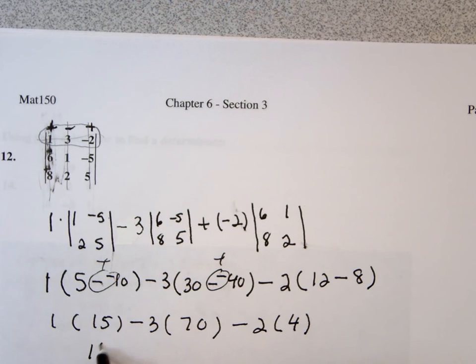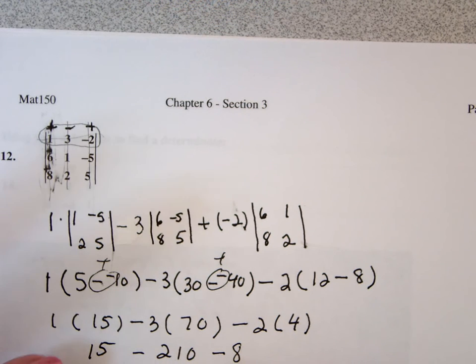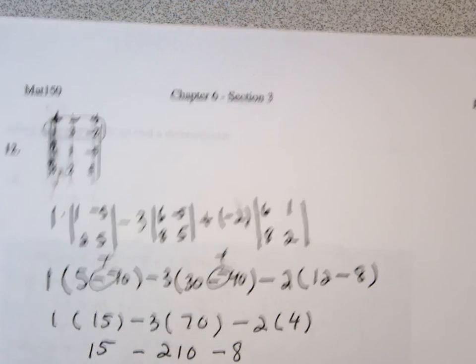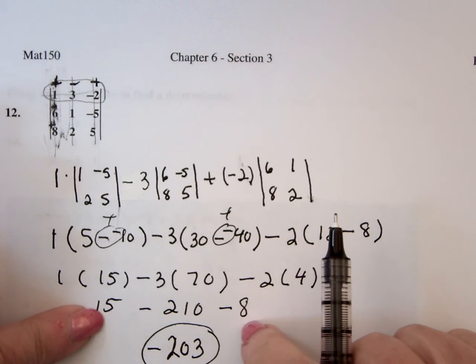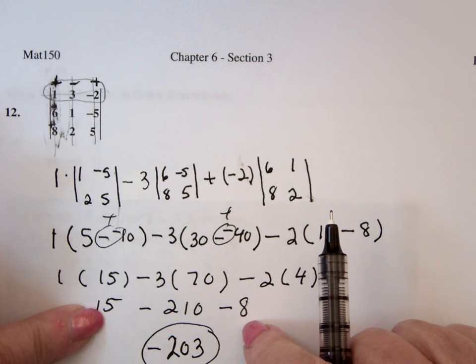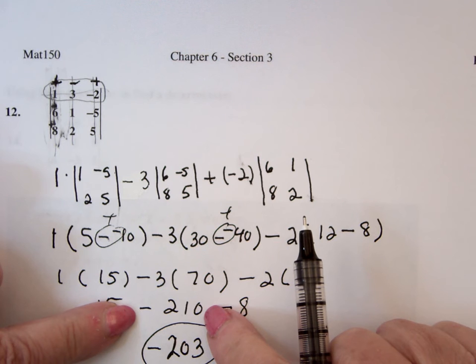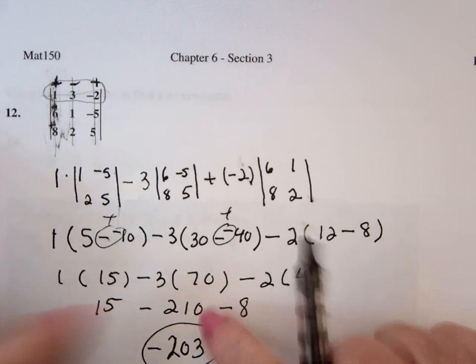So this is 15 minus 210 minus 8. Or this is going to be 15 minus 8 is 7. And then 7 minus 203, excuse me. I took 15 and subtracted 8, that gave me 7, positive. And a positive 7 and a minus 210 would be a minus 203.